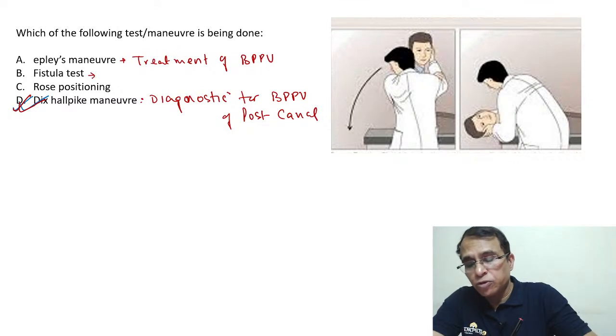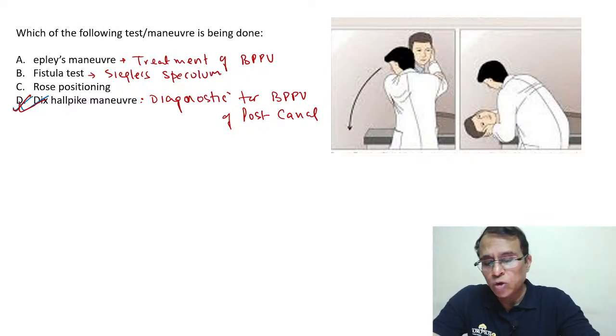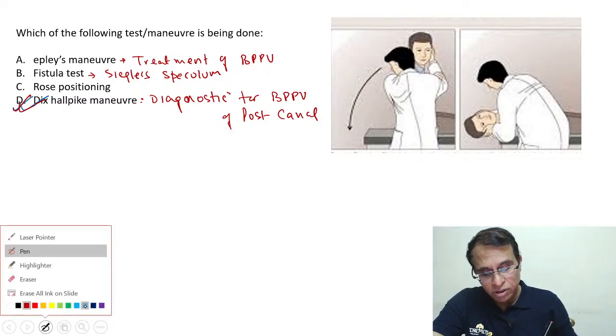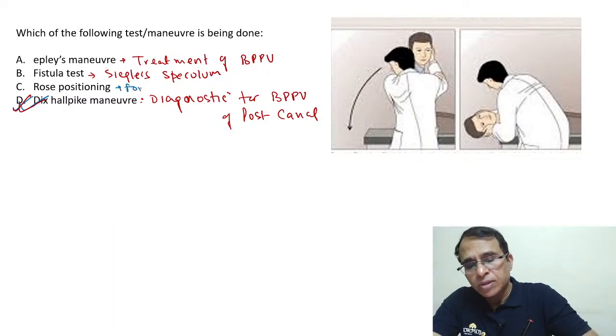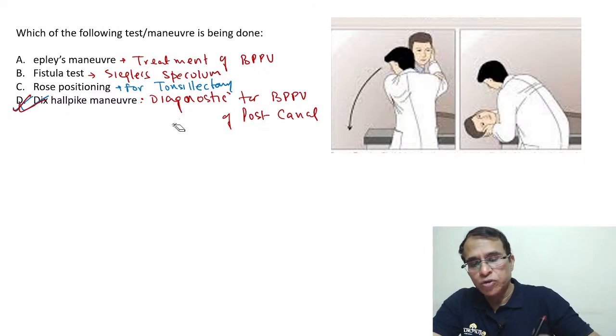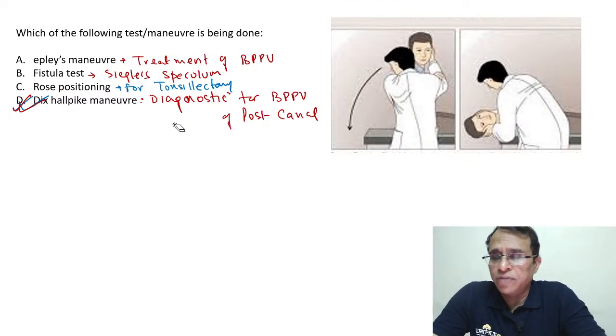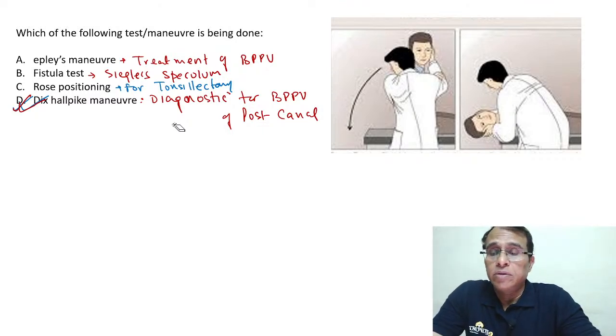For the fistula test, we have to use an instrument, and that instrument is called Siegel's speculum. Again, you have to be able to identify the Siegel's speculum. Again, this image is given in the eGurukul app, I said. And Rose positioning is a positioning done for tonsillectomy surgery. Once again, in the eGurukul app, on the topic of tonsillectomy, I have shown you the image of Rose position also. So all four are different kinds of conditions for different diseases, but I have shown you the image in the eGurukul for all of them, right?